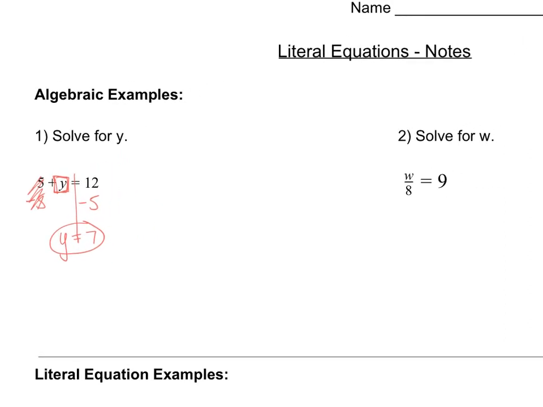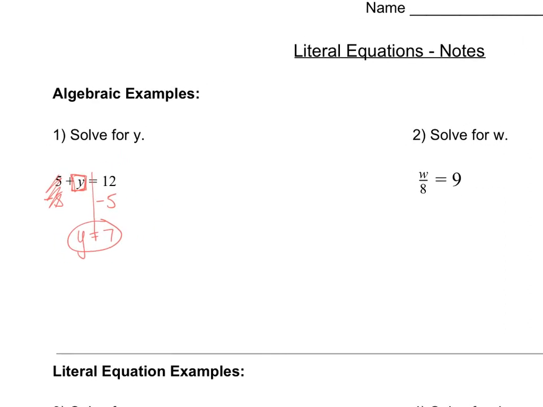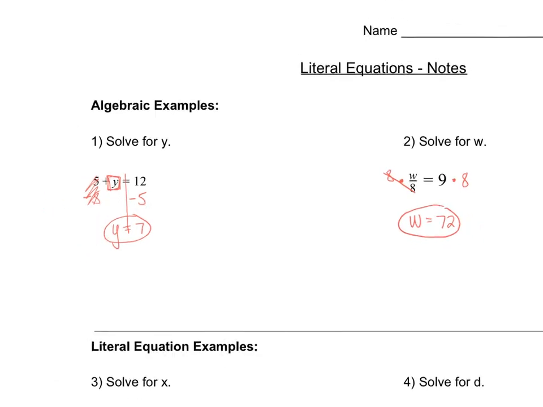Let's do one more review. So for number 2, I want to solve for w. In this example, I have division, w divided by 8. So the inverse operation of division, the opposite of division, is multiplication. So I want to multiply both sides of the equation by 8. Remember, whatever you do to one side, you have to do to the other side. So once I do that, this is going to cancel out, and I'm left with w equals 72. So that should be a little bit of review on just inverse operations.